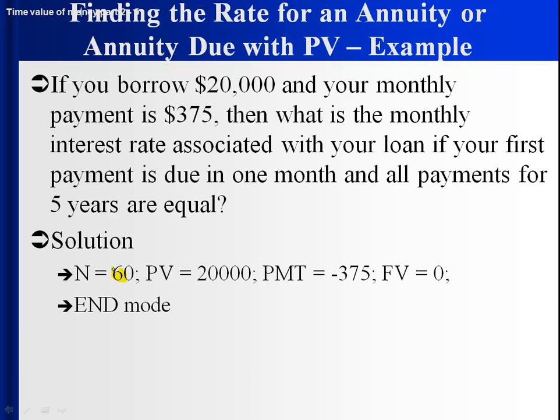So 60 payments of negative 375, or the cash flows are negative 375. The payment on the loan that we pay to the bank, 375, so it's negative. End mode, because the first one's due in 1 month. Present value of those is negative 20,000. Nothing extra at the end.